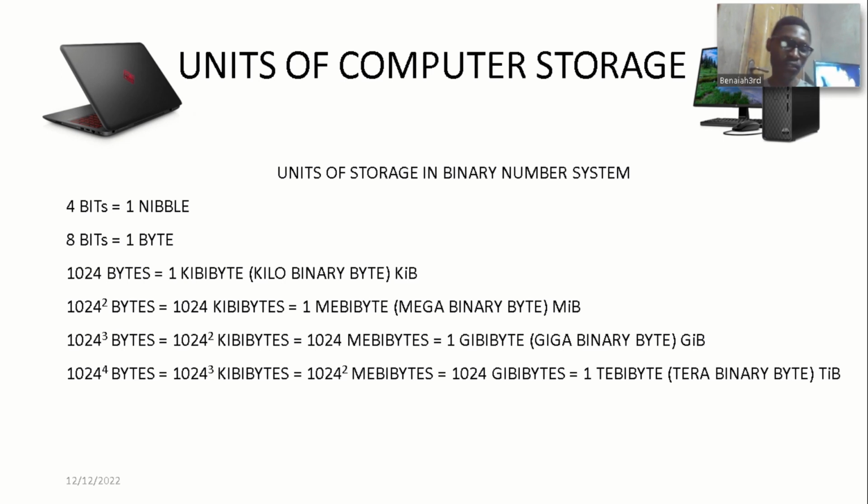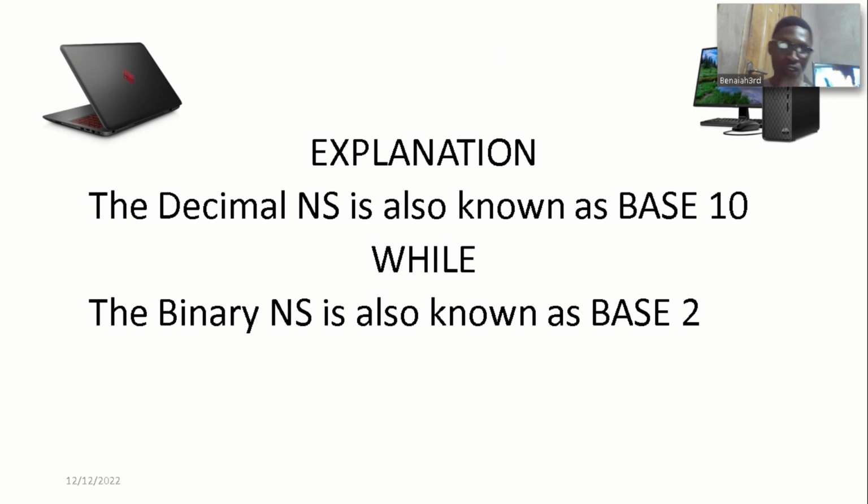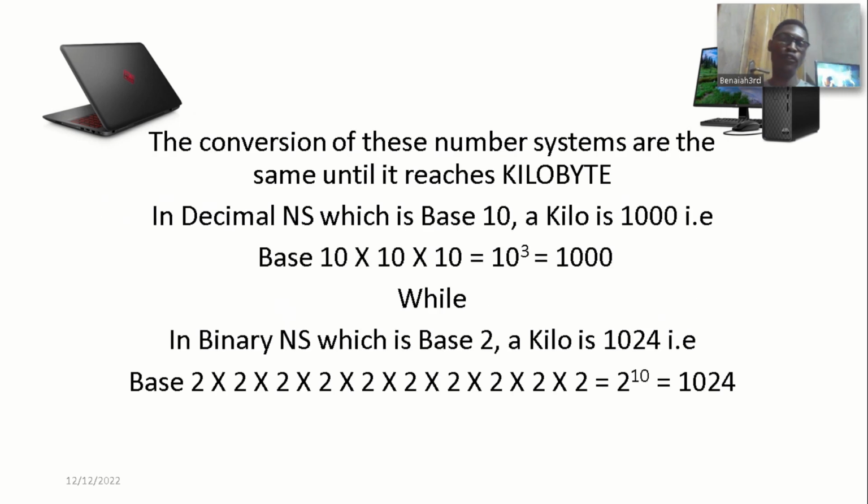Most people are not really familiar with this unit of storage. But how does it happen? You see, the decimal number system is also known as base 10, while the binary number system is known as base 2. We are familiar with this basic binary. So how did we achieve 1000 kilobytes and how did we achieve 1024? You see, the conversion of this number system, as I said earlier, they are the same, but it differs at kilobytes.